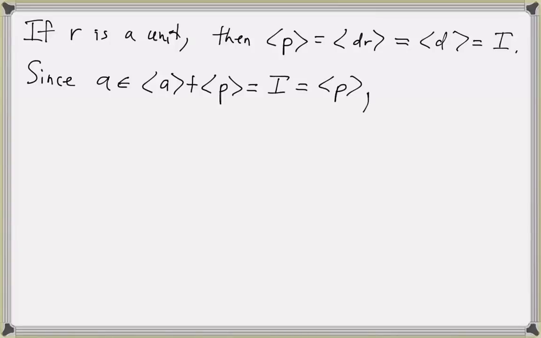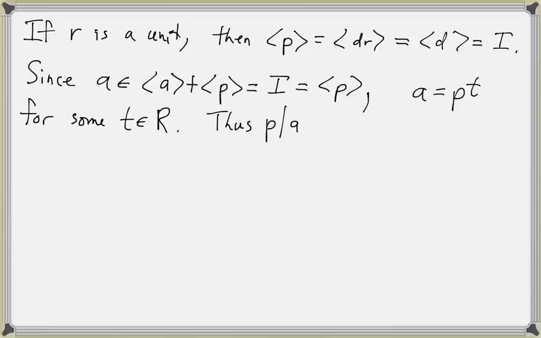So we see that A is in the ideal generated by P, and we can write A as a multiple of P. So let's write A as PT for some element T in the ring. But this is the same as saying that P divides A. So we've shown that in either case, either P divides A or P divides B, and hence P must be a prime element of the ring. So we've just shown that in a PID, the prime elements are the same as the irreducible elements.